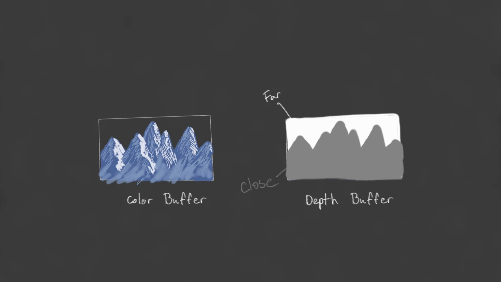For example, let's say so far we have rendered some mountains and our color buffer looks like this. Then the matching depth buffer would look something like this, where light shades are far away and darker shades correspond to a fragment being closer.